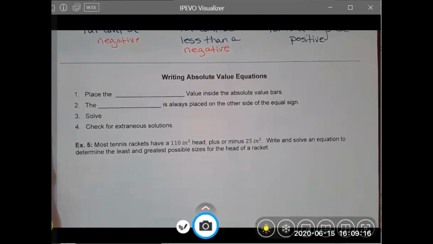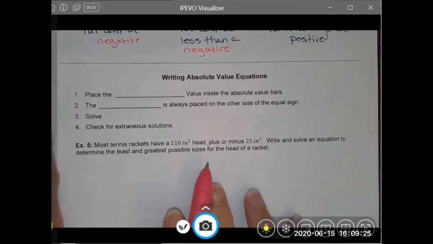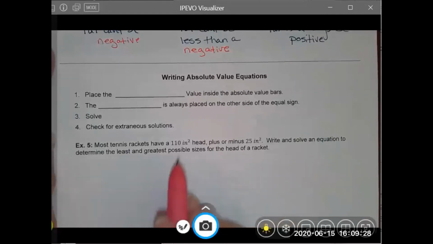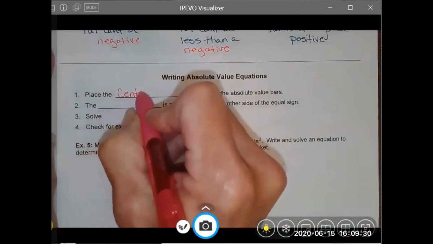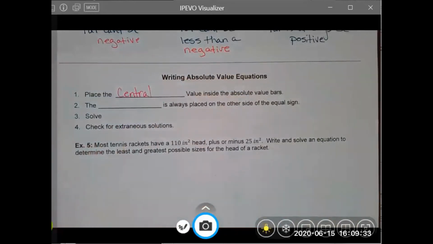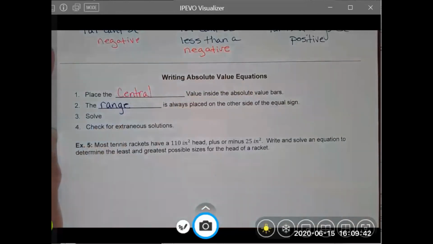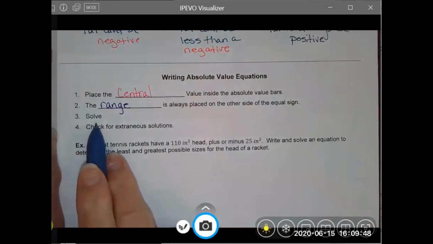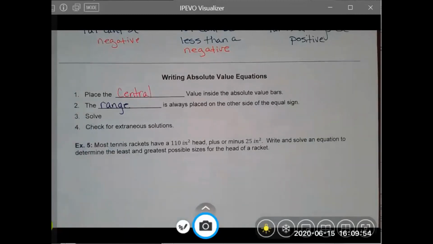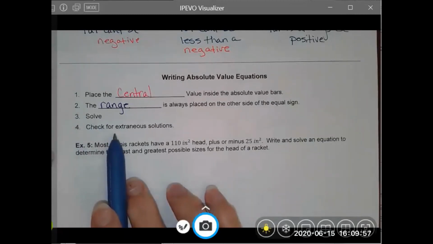All right, let's talk about how to write some absolute value equations. There are some steps you can go through that will make the problem a little bit easier. The first thing we're going to do is place the central value, and I'll tell you what that is in a minute, inside some absolute value bars, and then we're going to try to figure out what the range is, and the range is what my absolute value equation is going to be equal to. I solve it, whether it's an absolute value equation or an inequality, using the steps we've already spoken about. And then I check to see if there are any extraneous solutions.